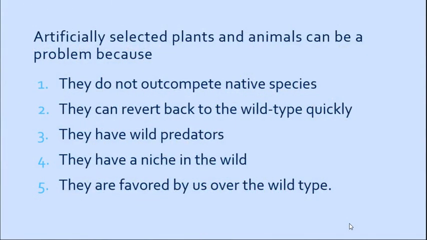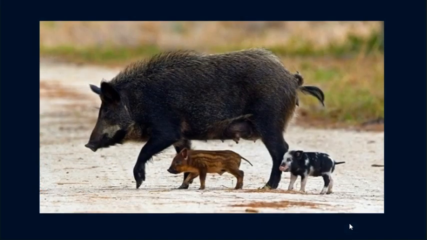Now, artificially selected plants and animals can be a problem sometimes because some of them revert back to the wild type really quickly. Sometimes they outcompete native species, sometimes they don't. Sometimes they have wild predators, sometimes they don't. They're usually favored by us over the wild type, but that doesn't affect that in nature. But when they get released, right, feral animals or domesticated animals that have grown up in the wild.